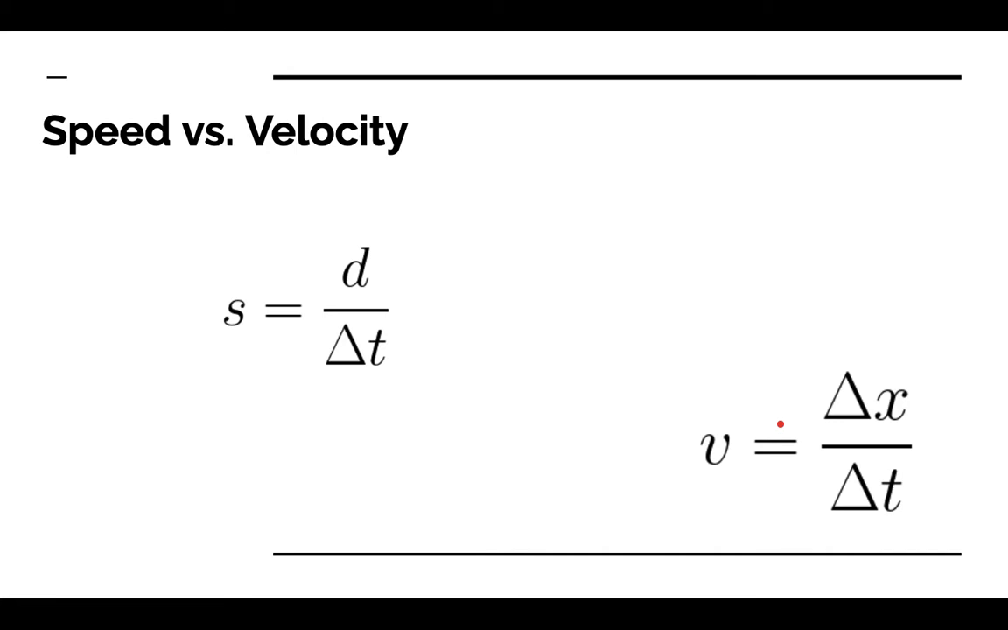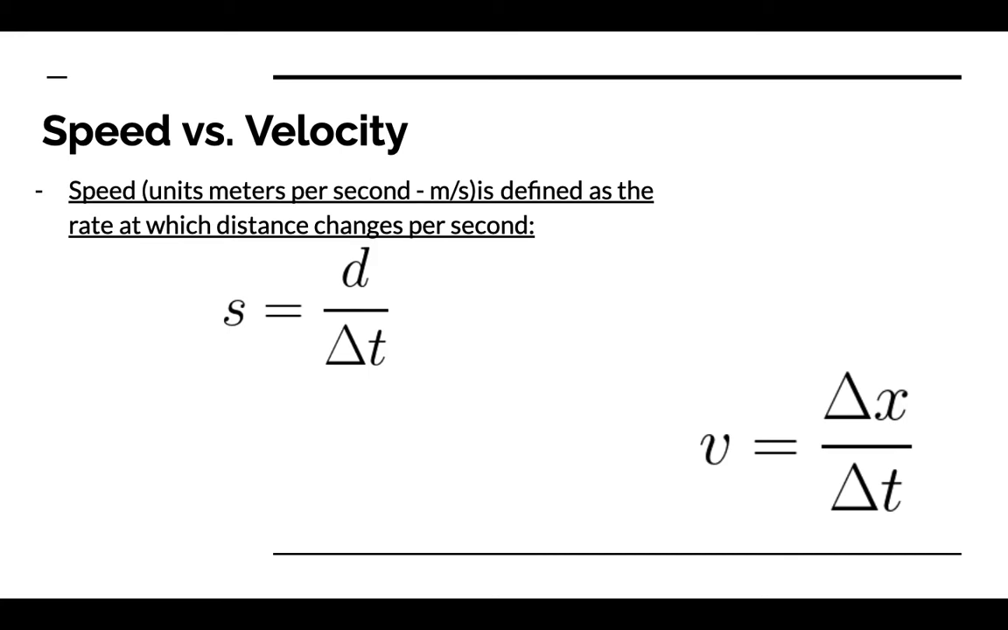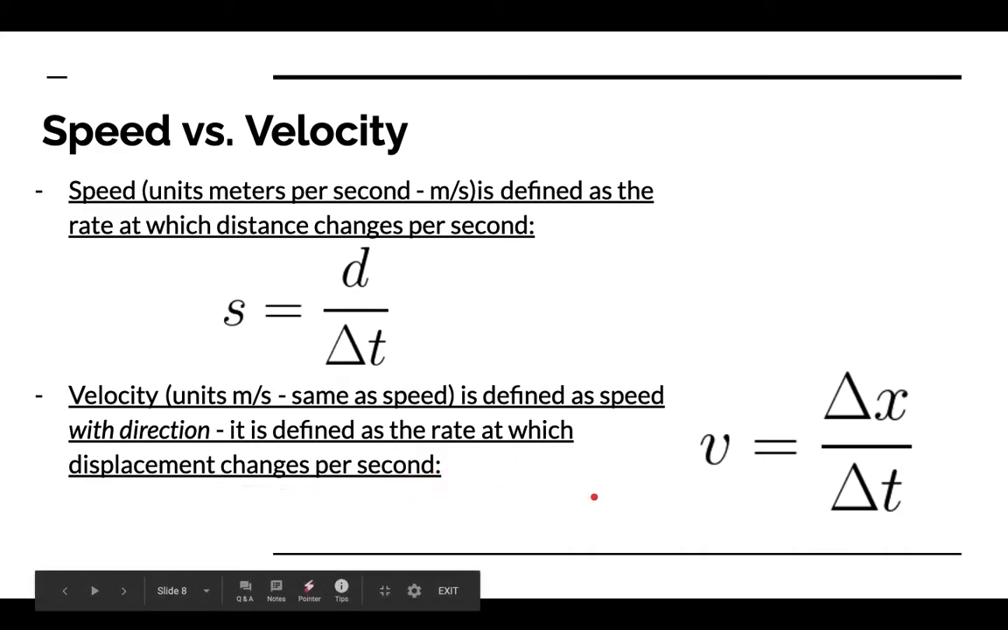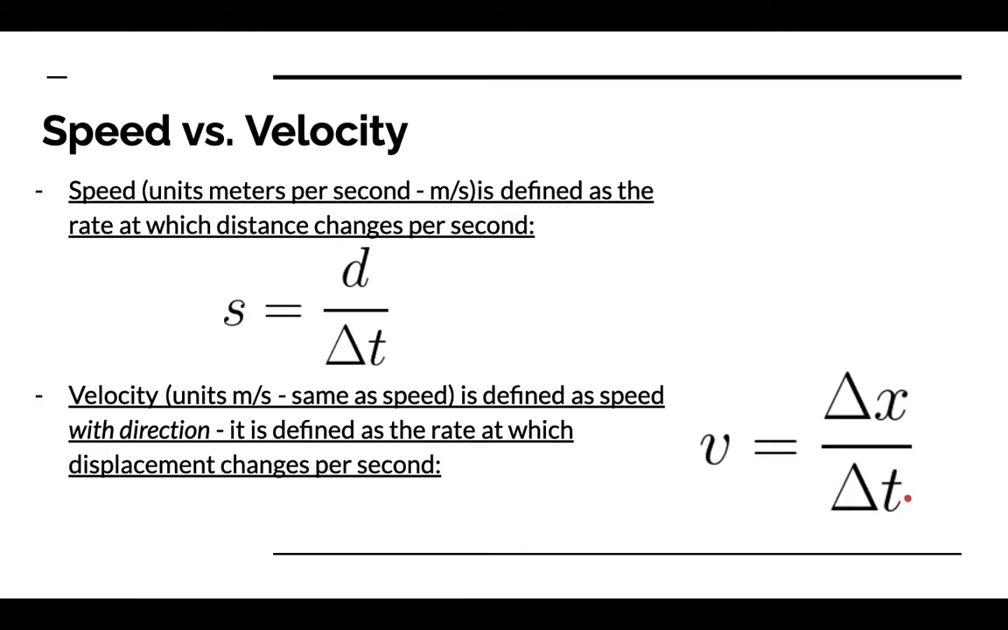So next we get into speed versus velocity, okay? Speed, which has units of meters per second, is defined as the rate at which distance changes per second. So speed is distance divided by time. Velocity, on the other hand, is a little bit more subtle. Velocity, which has the same units as speed, is defined as speed with direction. It is defined as the rate at which displacement occurs per second. So velocity is defined as our displacement divided by our time, okay?